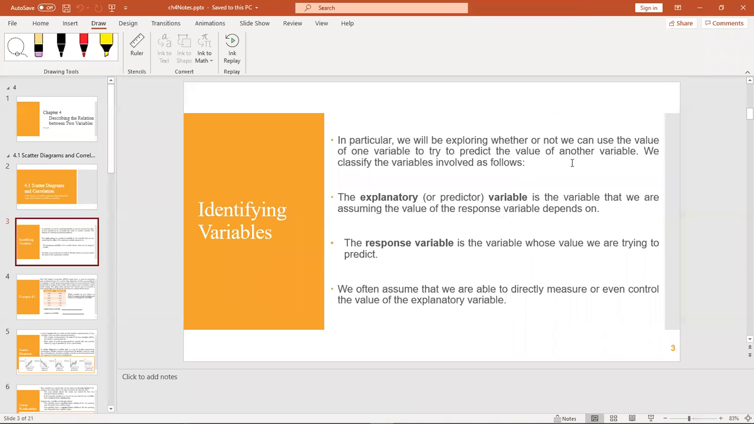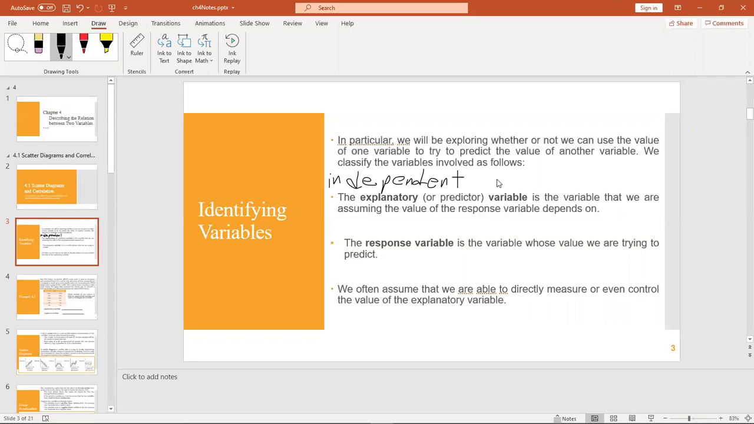So what we're going to talk about is whether or not one variable can be used to make a prediction about another kind of variable. So you have what's called the explanatory variable. This is the variable that is going to explain what's happening. Traditionally in science courses, this is often called the independent variable. Traditionally, this is the variable x.